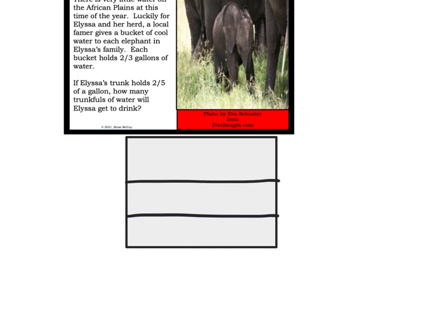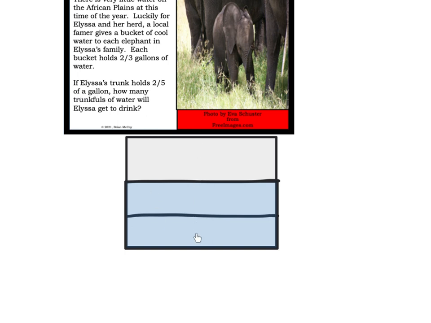And the bucket contains 2/3 of a gallon. So that means I get to color in 2 of these. Let's do that right now. We'll do it with blue because blue is the color of water, right? Superb. All right, center that. All right, perfect. Now, this represents the 2/3 gallons of water in the bucket, right? Now, Elyssa's trunk holds 2/5 gallons of water, right?